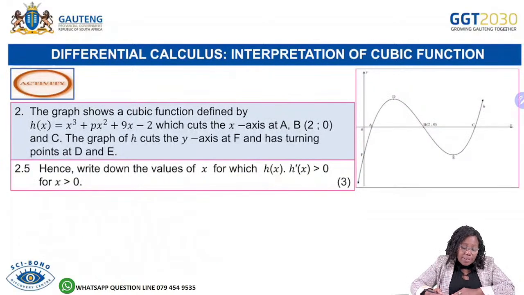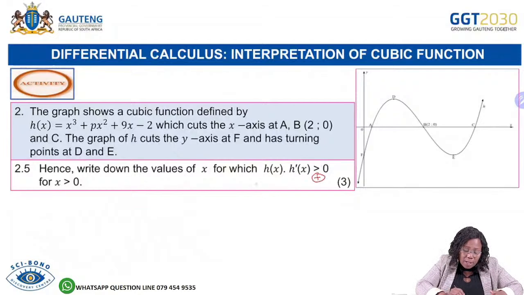And then now hence write down the values of x for which h(x), when you multiply it with its derivative, will be greater than 0, meaning we are looking for the positive product there. So they must either be both positive or both negative, right? Original graph plus its derivative.